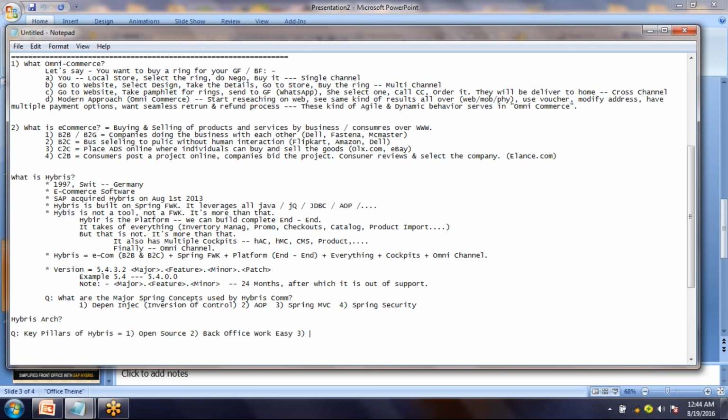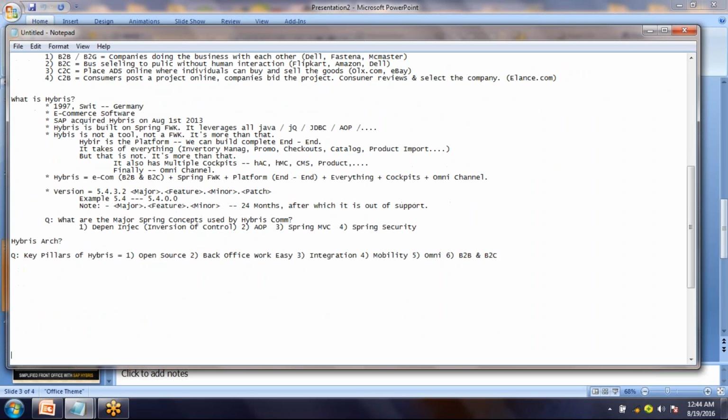The next one is integration. This is a beautiful thing. With SAP Hybris, you can do a lot of integrations. You can integrate to SAP, you can integrate to CRM, you can integrate to any third party. It is mobile friendly, it's omni-commerce, and it will do e-commerce for B2B and B2C. These are some of the key pillars of Hybris.